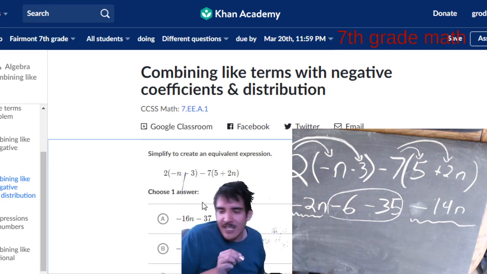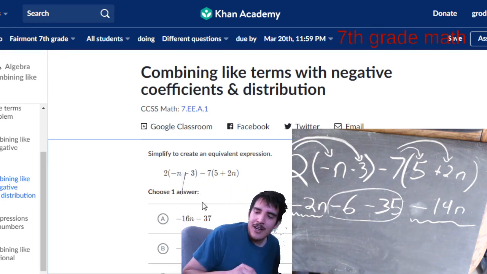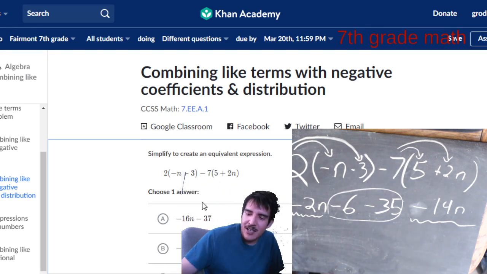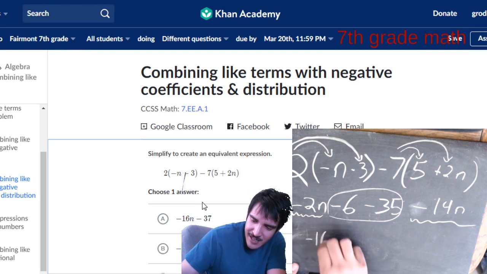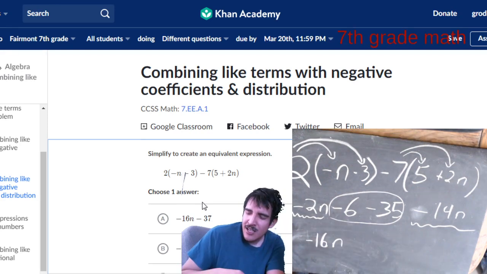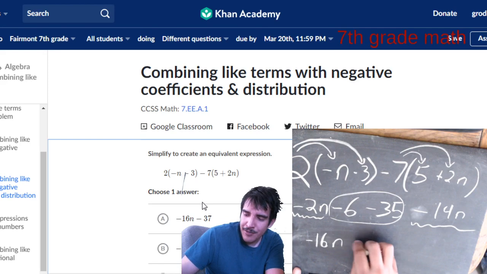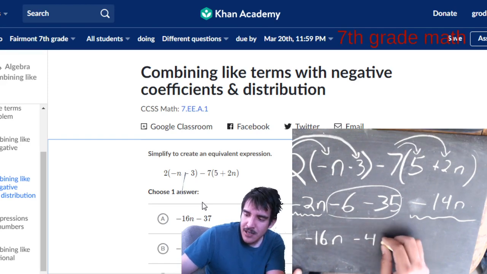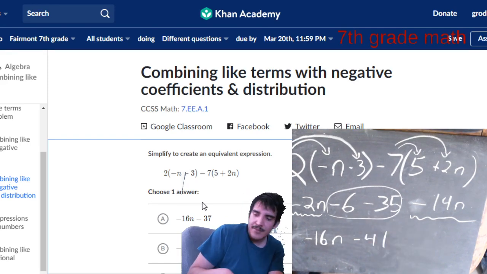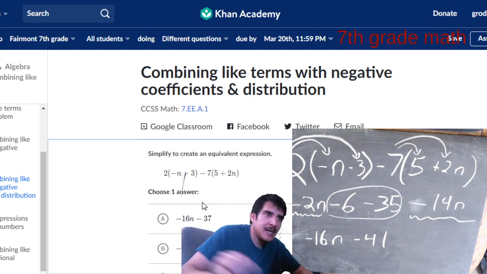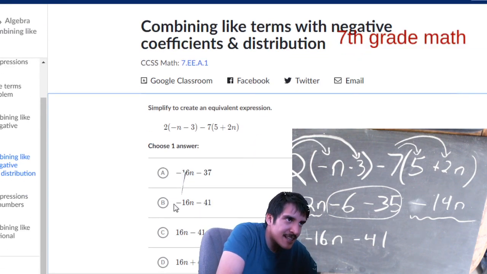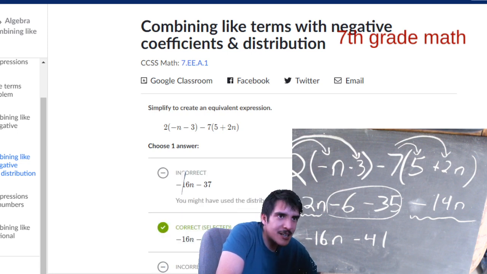Minus 2n minus 14n. You lose $2 and then you lose $14. That means you lost a total of $16. And then minus 6 minus 35. That was correct. I think, yeah. All right. Perfect. So negative 16n minus 41. Which one of these has that? B does. And this one's only 4 problems? Wow. Okay, cool.